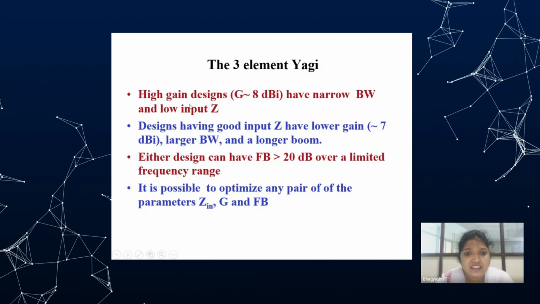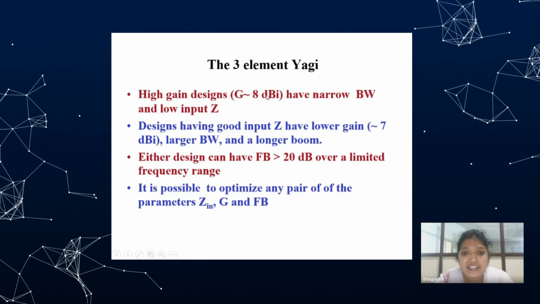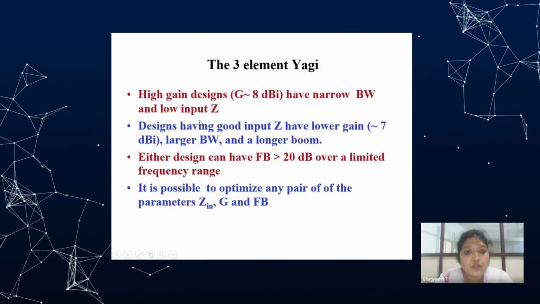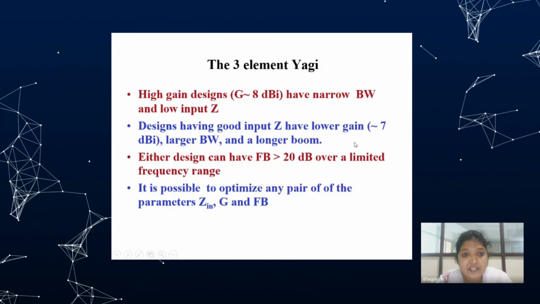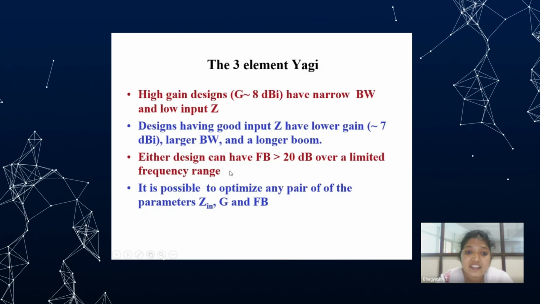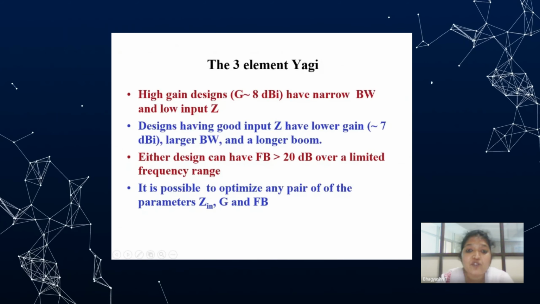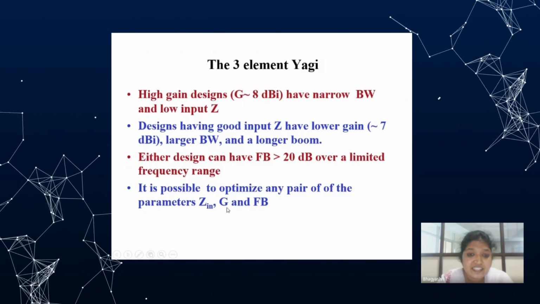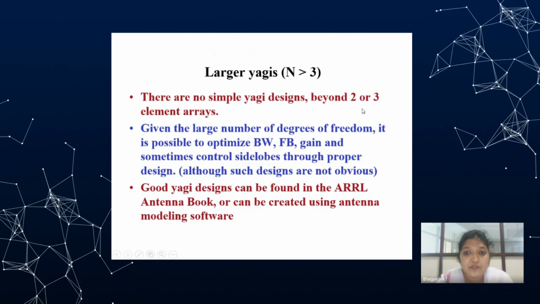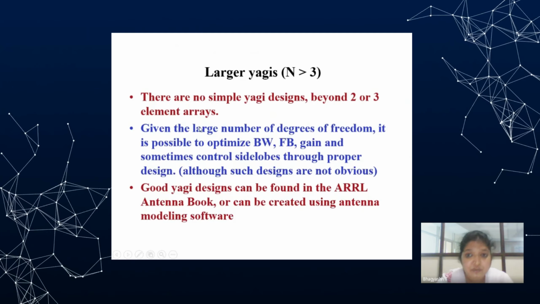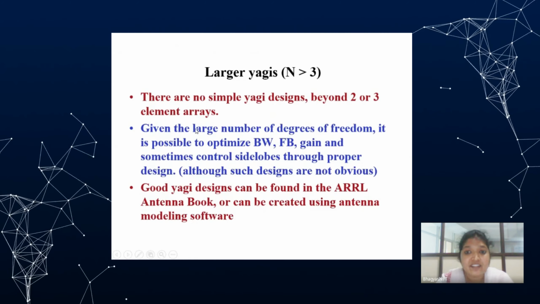For a 3 element antenna, the same thing applies: higher gain designs have a gain of approximately 8 dBi, a narrow beam width and low input impedance. If you want to design for good impedance, you have a lower gain, approximately 7 dBi, larger bandwidth and a longer boom. Either design can have a front to back ratio greater than 20 dB over a limited frequency range. It is possible to optimize any pair of the parameters: impedance, gain and front to back ratio. So there are no simple Yagi designs beyond 2 or 3 element arrays. This is very important. There are no simple Yagi designs beyond 2 or 3 element arrays.